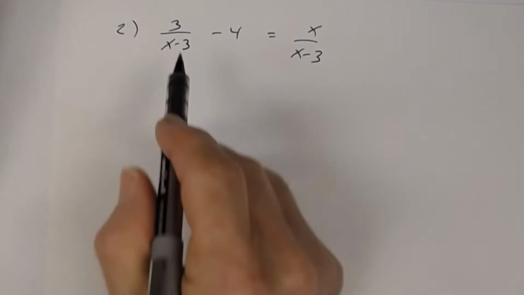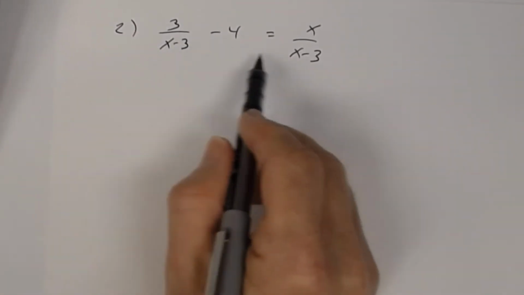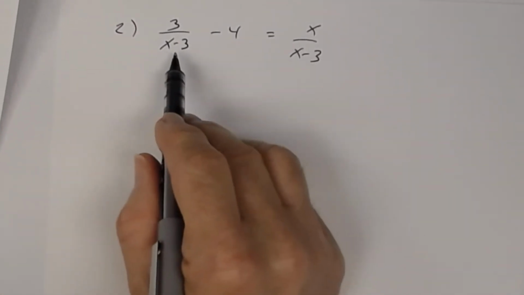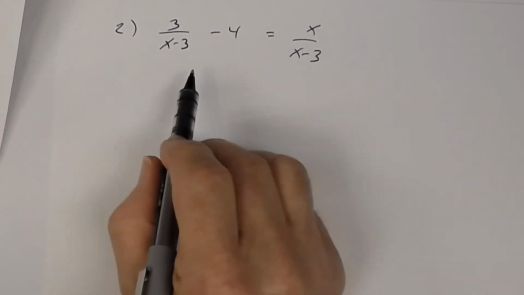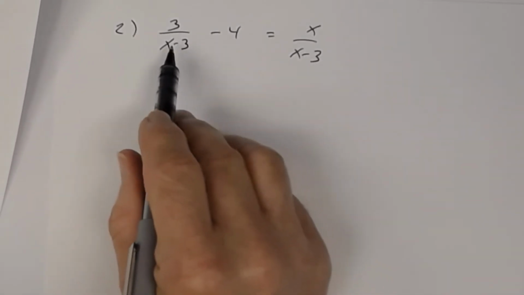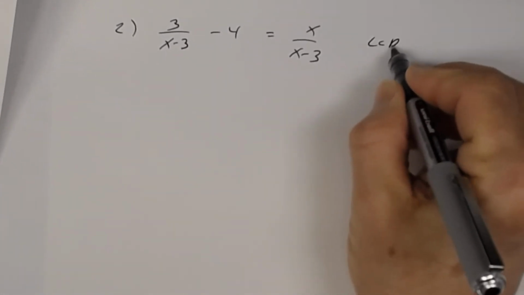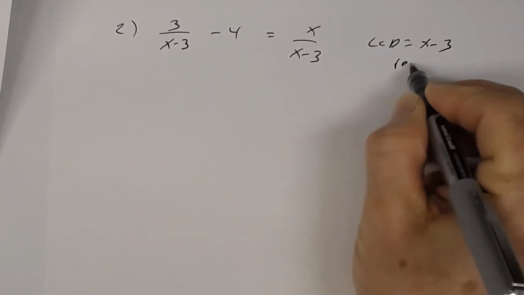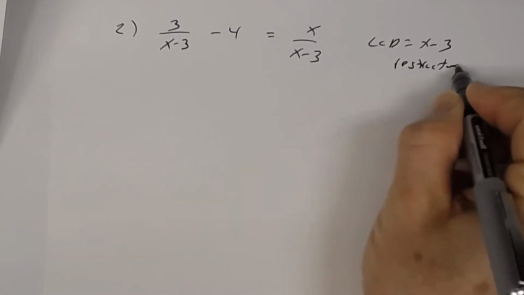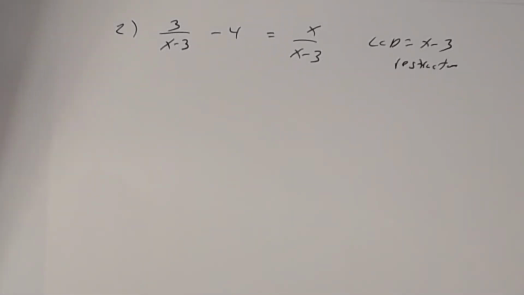So notice, though, that the denominators are all the same. See that? So they're all x minus 3's. And I cannot factor x minus 3. So I'm done in terms of factoring. So I know my LCD is going to be x minus 3. I also know the restriction very easily. So the question is when is x minus 3 equal to 0?